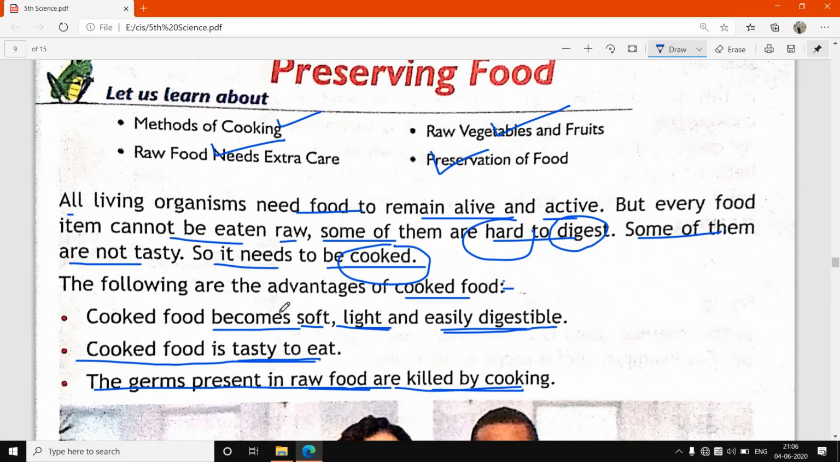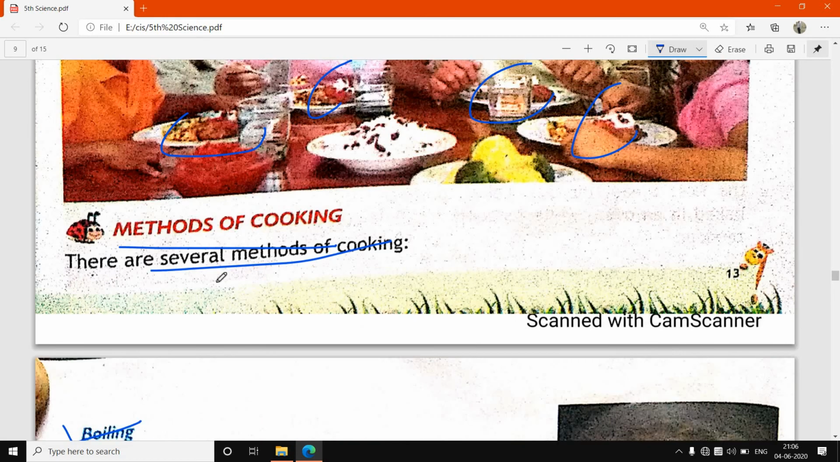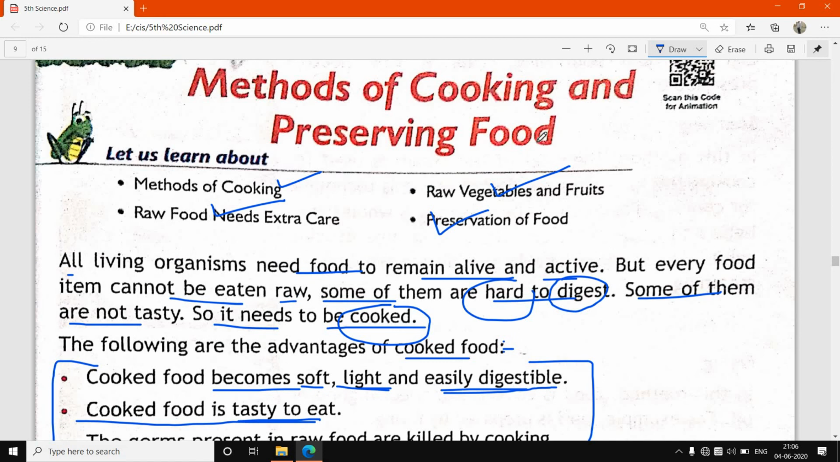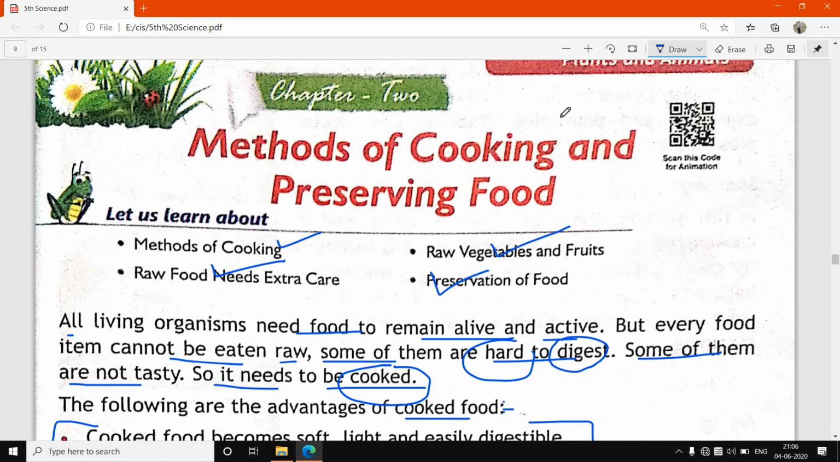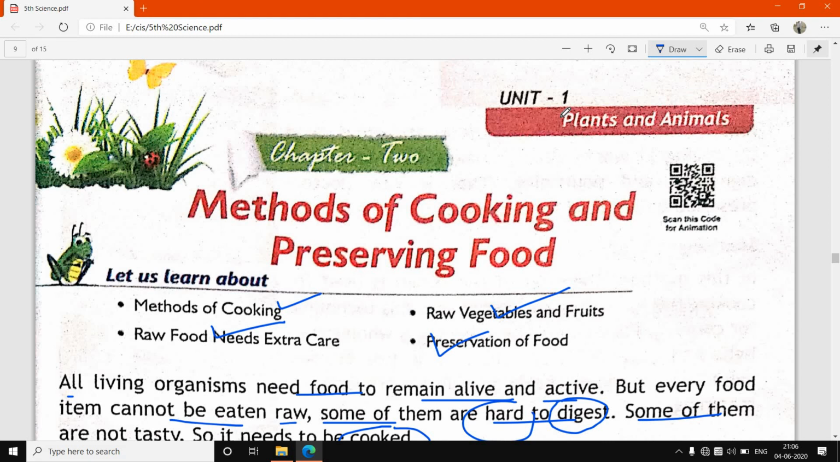Now you have to write the advantages of cooked food in your notebook, and also write the methods of cooking and learn all these things. This is your today's homework, and this is the end of your lecture.